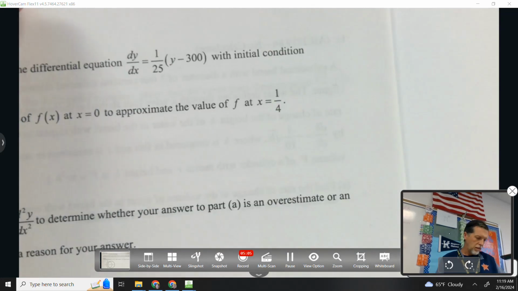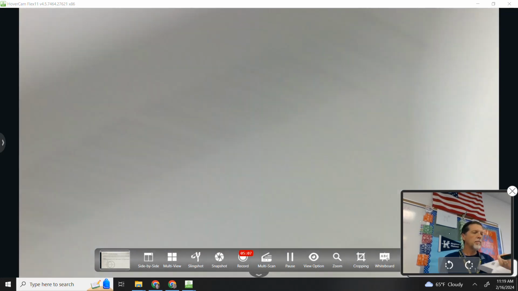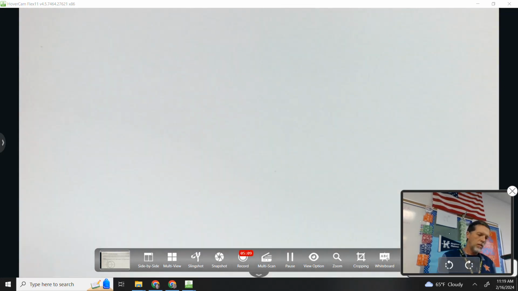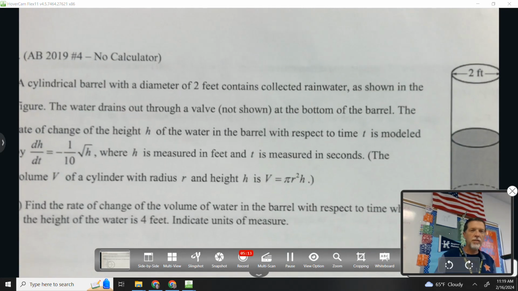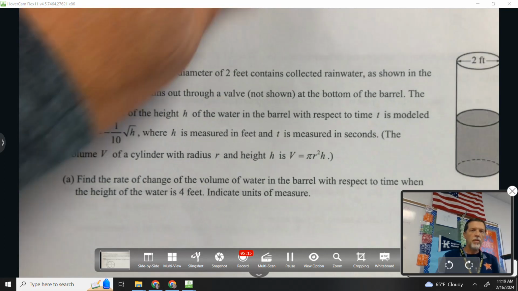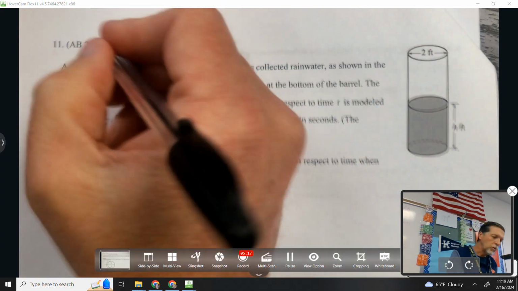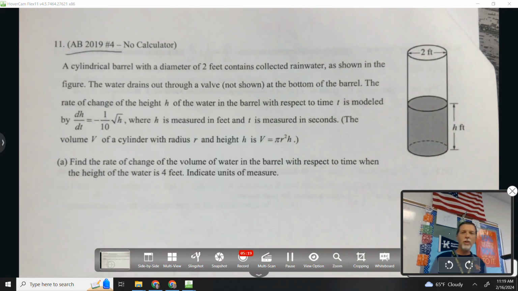Number 11. Here's your one free response question. They even tell you this was in 2019. This was number 4. Is it a 2-day test or just all Monday? It's a 2-day test. Monday is no calculator. Tuesday is with calculator.